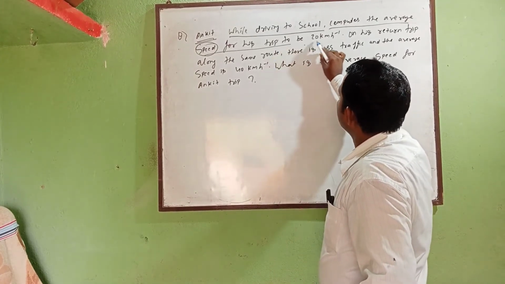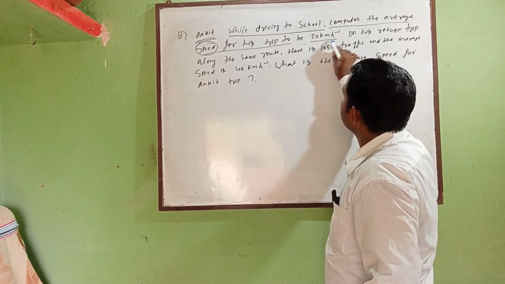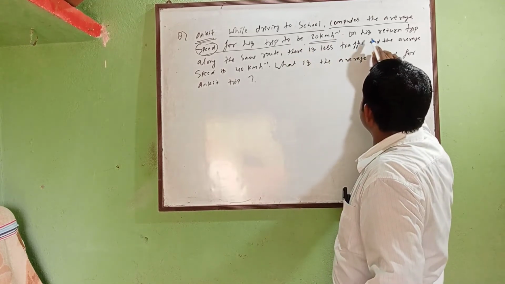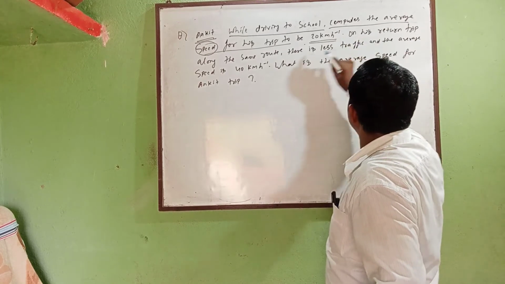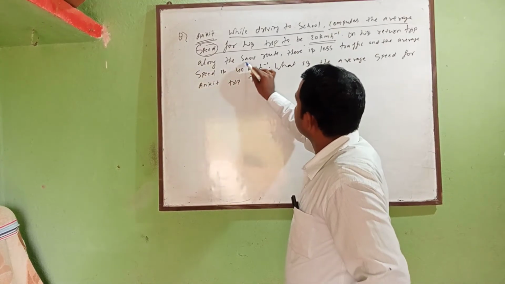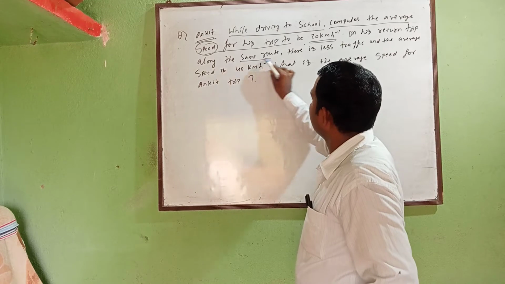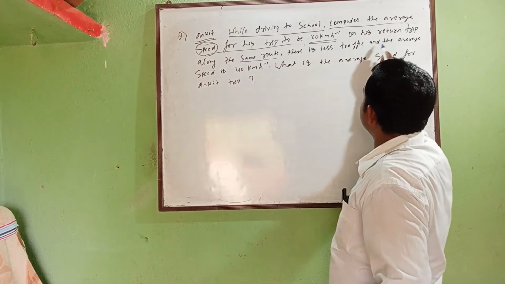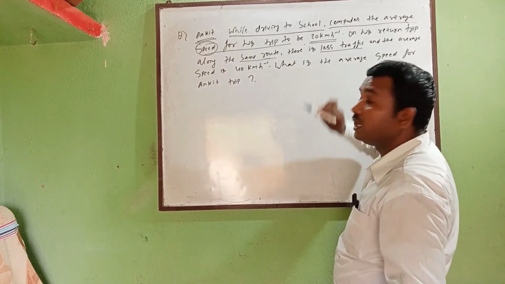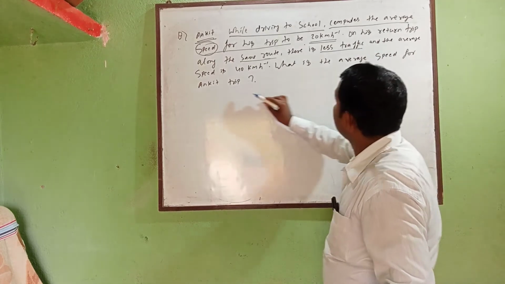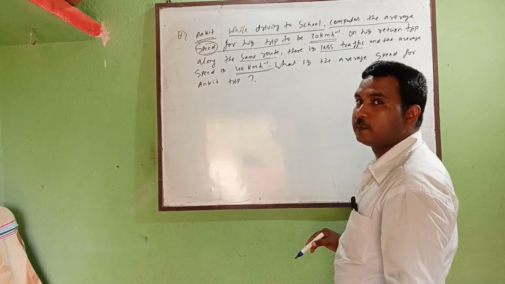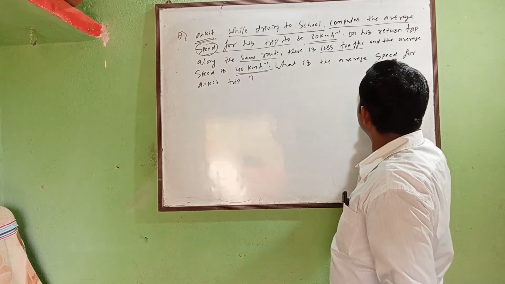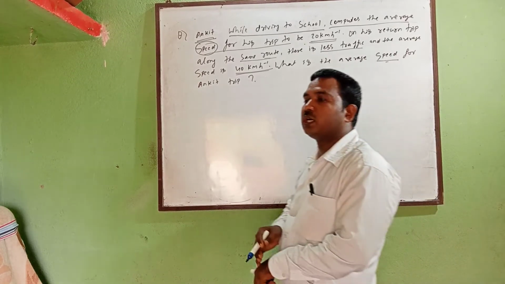On the trip he goes at 20 kilometer per hour. While going on his return trip along the same route, there is less traffic, and the average speed is 40 kilometer per hour, as you can see. What is the average speed that you have to calculate?